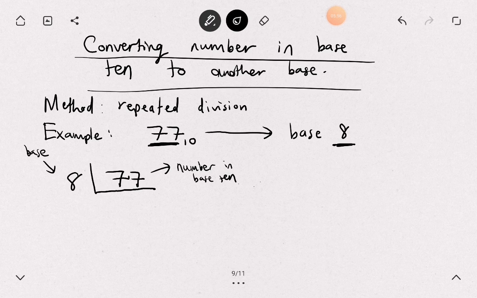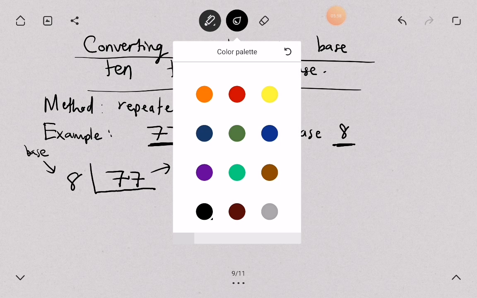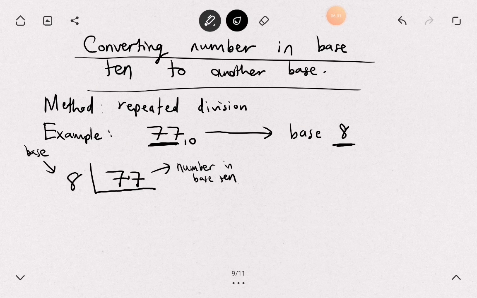What do you get? So what's 77 divided by 8? The closest number you get is 9. And then you will have a remainder. The remainder is very important. You write the remainder at the side. So what is the remainder? 9 times 8 is 72, so you have a remainder of 5.